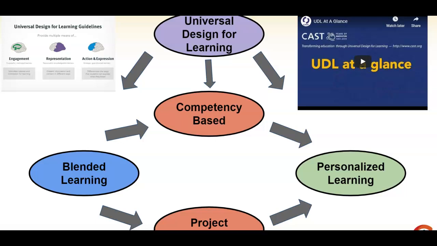So under the big umbrella of Universal Design for Learning is also that idea of competency-based, using proficiency scales, which we'll get into, the idea of blended learning, project-based learning, personalized learning. All of these big ideas and pedagogies really line up under Universal Design for Learning. So if you don't know much about Universal Design for Learning yet, that's definitely something I want you to spend some time on, because it's the basis for everything we're doing.